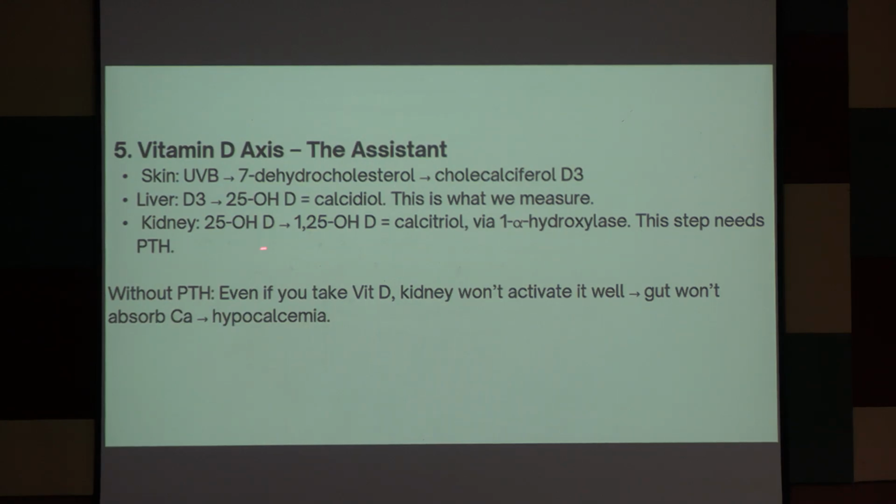And in the kidney, this 25-OHD is converted to 1,25-OHD, that is calcitriol, via 1-alpha hydroxylase. This step needs parathormone. So, without parathormone, even if you take vitamin D, the kidney won't activate it well. The gut won't absorb calcium and there will be hypocalcemia. So, without parathormone, vitamin D has no role in maintaining calcium. Understood?